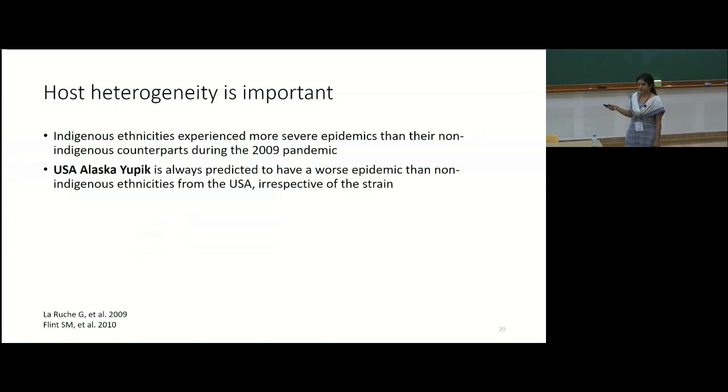Another point that was analyzed was that indigenous ethnicities in general experienced more severe epidemics than their non-indigenous counterparts. And in our data set, we had only one such case, the indigenous ethnicity USA, Alaska, Yupik, and several non-indigenous ethnicities from the US. This particular relation held true for the ethnicity USA, Alaska, Yupik, irrespective of the viral strain being considered. So this shows us that host heterogeneity is an important factor.